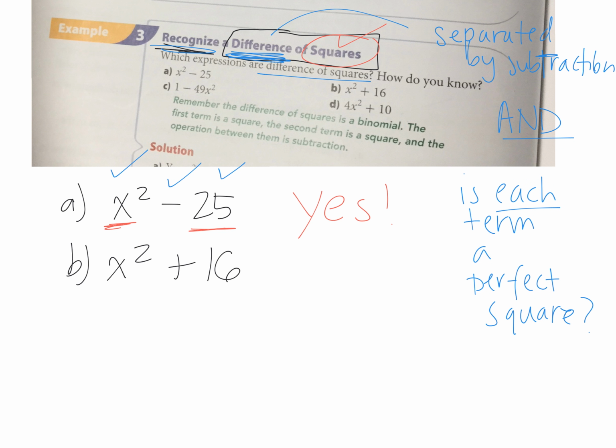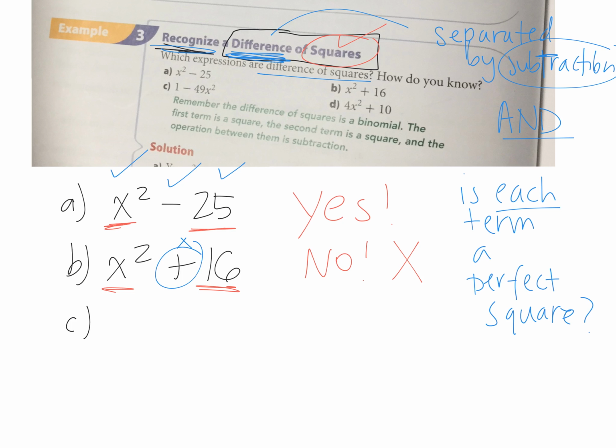Let's look at B. X squared plus 16. Is this a difference of squares? Is it separated by subtraction? No. So automatically, I know the answer has to be no. Is each term a perfect square? Yes, it is, but it's not separated by subtraction, so it cannot be called a difference of squares. I cannot factor this using a difference of squares method, okay, because it's not separated by subtraction. So the answer is no.